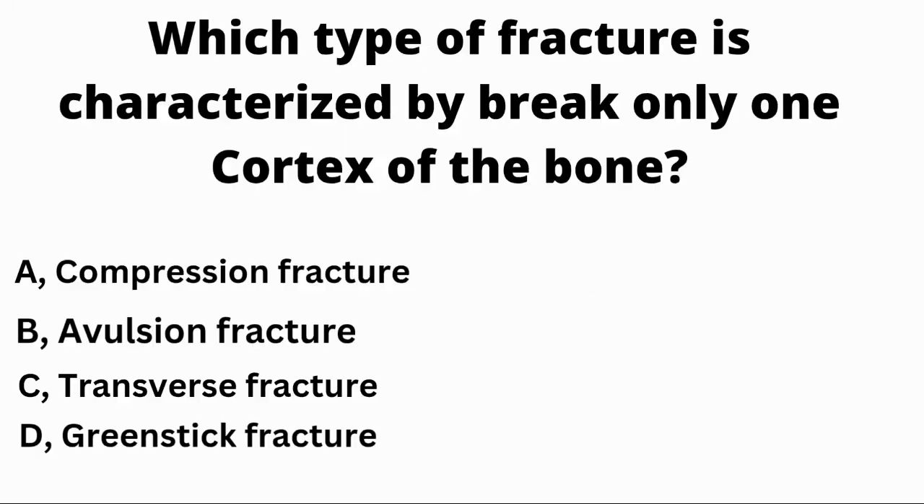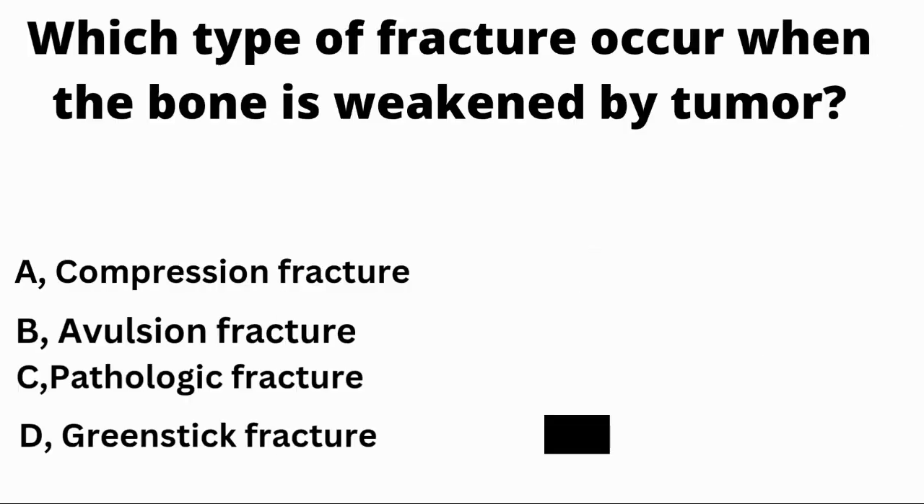Question number 9. Which type of fracture is characterized by a break in only one cortex of the bone? So the right answer is option D, greenstick fracture. Question number 10. Which type of fracture occurs when the bone is weakened by a tumor? So the right answer is option C, pathologic fracture.